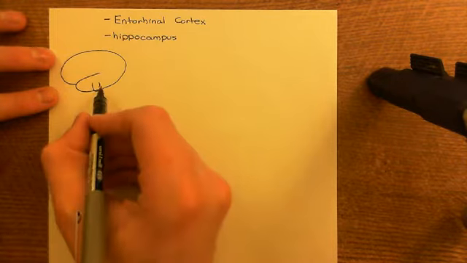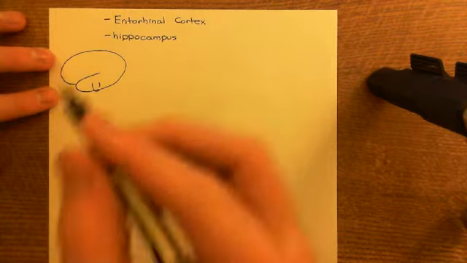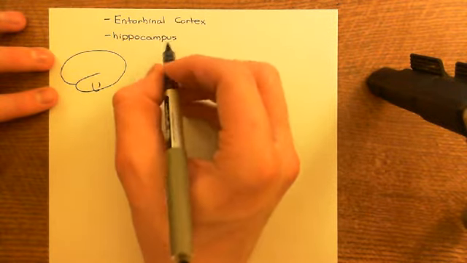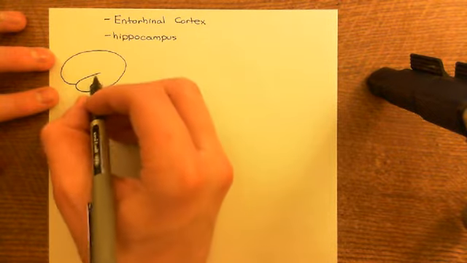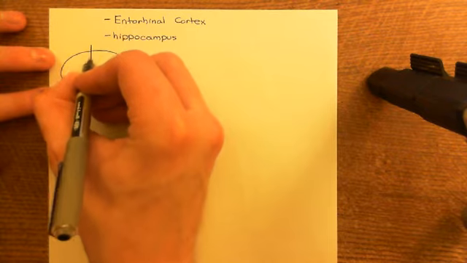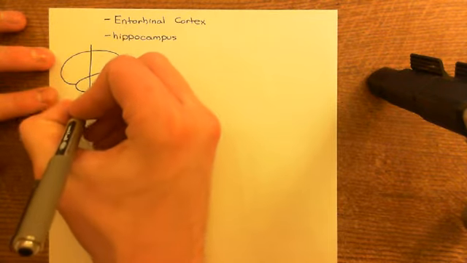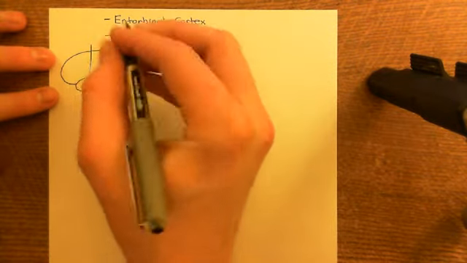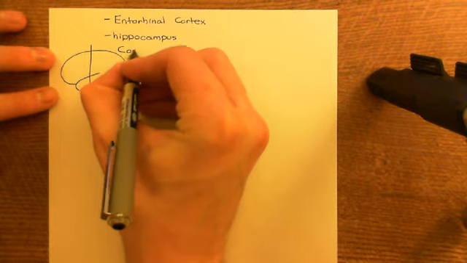Okay, the side that faces inwards is the medial temporal lobe, and this is where the entorhinal cortex and the hippocampus are. So what I'm going to do then is imagine taking a massive great carving knife and chopping the brain down like so, in a coronal section as it's known.